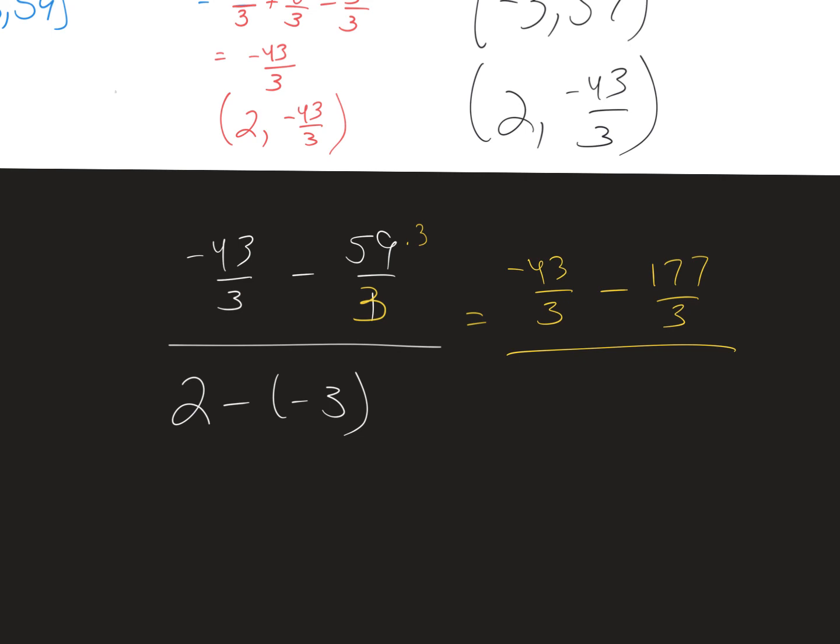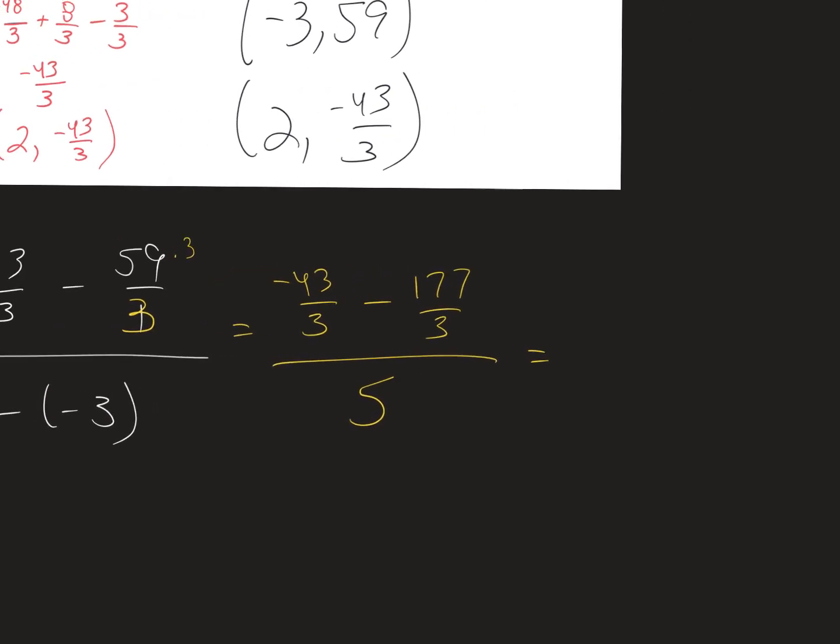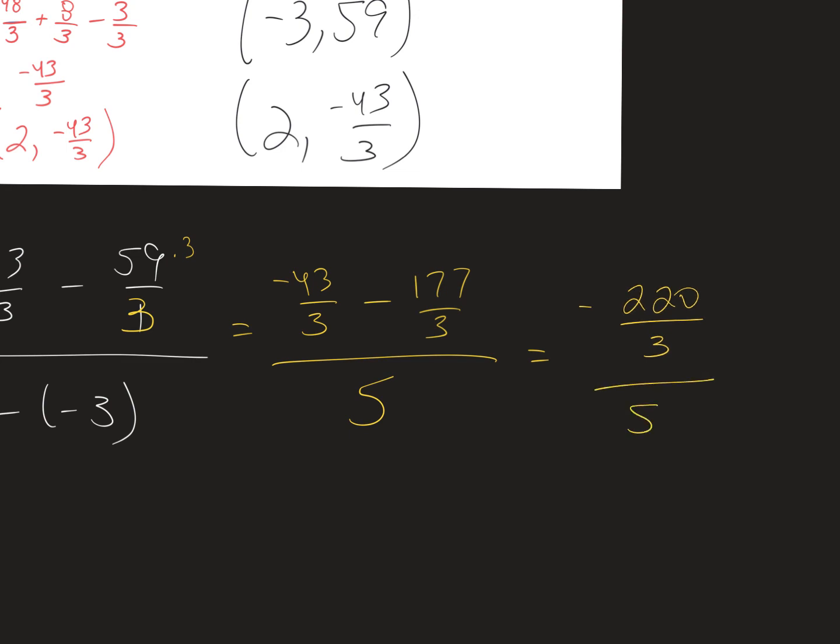Over, what's 2 minus negative 3? 5. Good. Okay, keep going. Just keep simplifying. Simplify the numerator. What's negative 43 minus 177? Negative 220 over 3 divided by 5. Guys, what do you have here? I said 3, but I wrote 5. I was looking at the 3. What do you have here? Division. That's all it is.